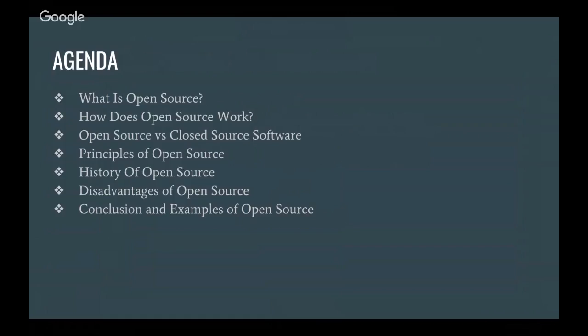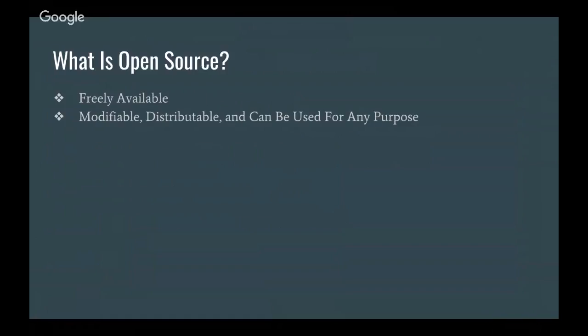So first we're going to go over the agenda. The first thing that we'll talk about is what is open source, how does open source work, open source versus closed source software, principles of open source, history of open source, disadvantages of open source, and finally the conclusion and examples of open source. So the first slide is, what is open source?